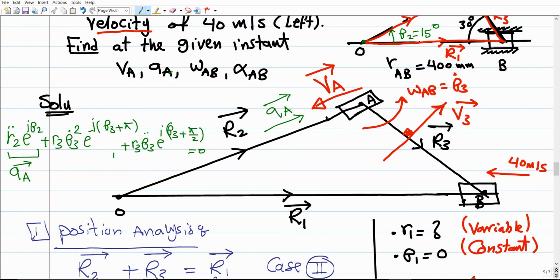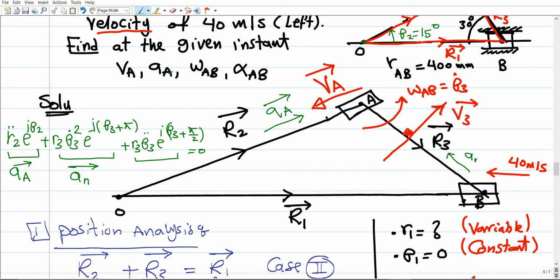How about these two terms? These two terms belong to the acceleration of the length 3, which is the length AB. This length does general motion, so it has two acceleration components, one normal and one tangential. Which one of these two is the normal? The one with theta dot squared, because this is omega squared, so R omega squared gives us the normal acceleration component, and it is opposite to the R3. So we have a normal component that goes opposite to the R3. Make sense?